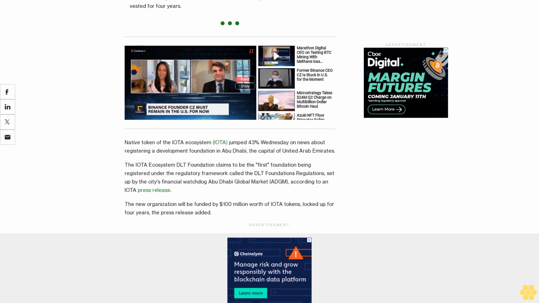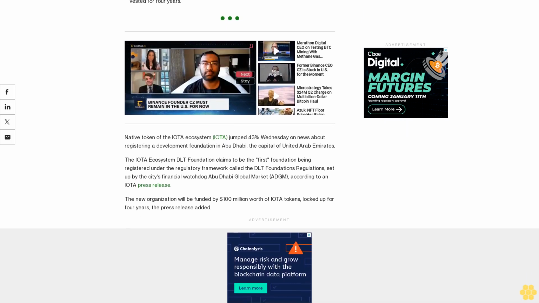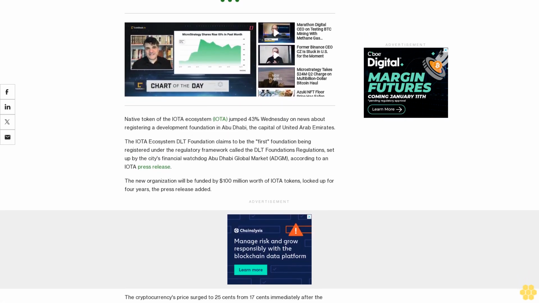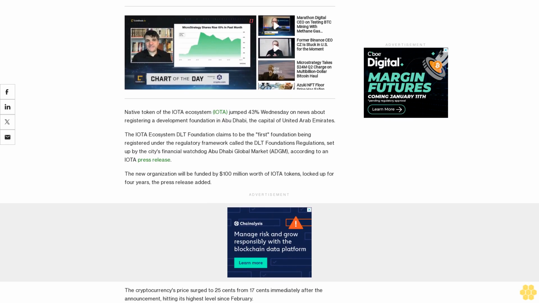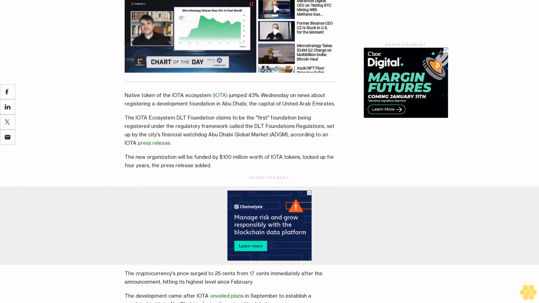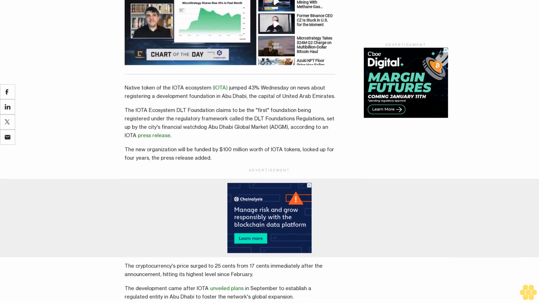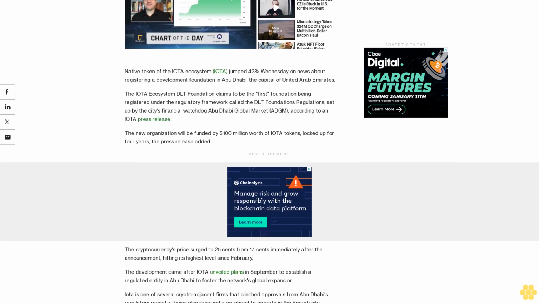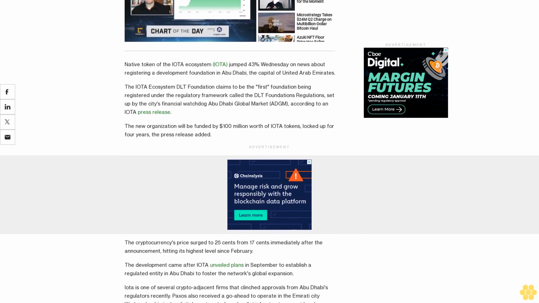IOTA is one of several crypto-adjacent firms that clinched approvals from Abu Dhabi's regulators recently. Paxos also received a go-ahead to operate in the Emirati city Wednesday. Liminal, a digital asset custody and wallet infrastructure provider, also secured an in-principle approval from ADGM earlier this month. The rash of approvals comes as Abu Dhabi amps up its efforts to establish itself as a crypto-friendly hub.